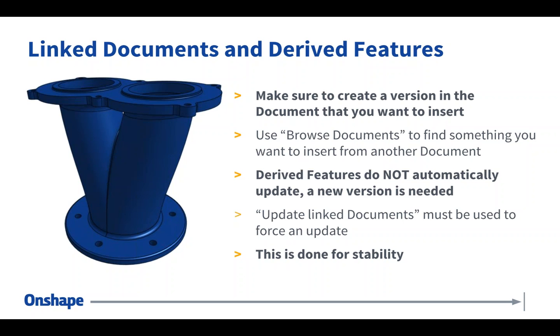So one of the first steps, one of the most important things that you need to do when you insert a derived feature is you're going to need to create a version first. And so that's step number one. Whatever you want to insert into another document as derived needs to be versioned.